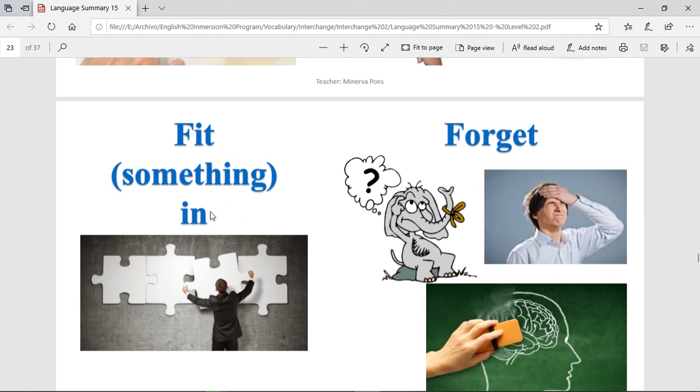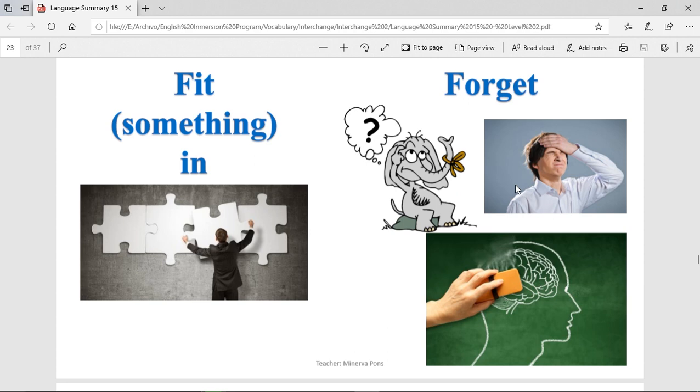Fit something in. When you fit in, or when you fit something in, it's when you put it in the correct place in order to be with the rest of the things. For example, if you notice, these two are connected, and this one is being put between this and this in order to fit, in order to connect with the rest.